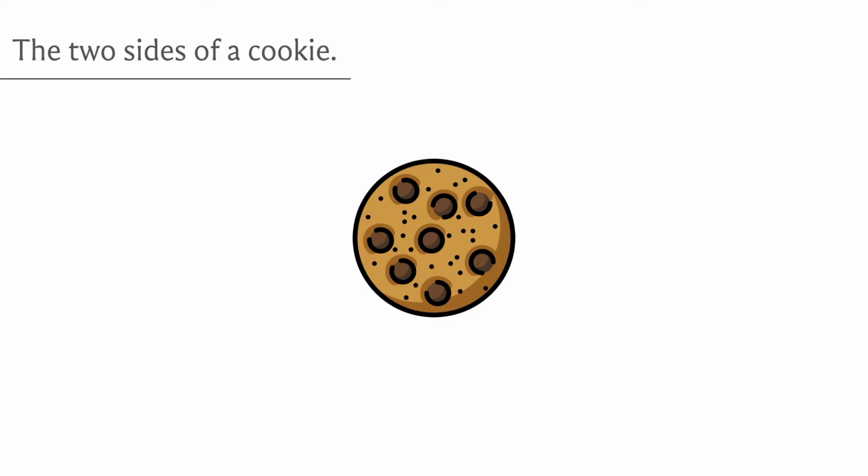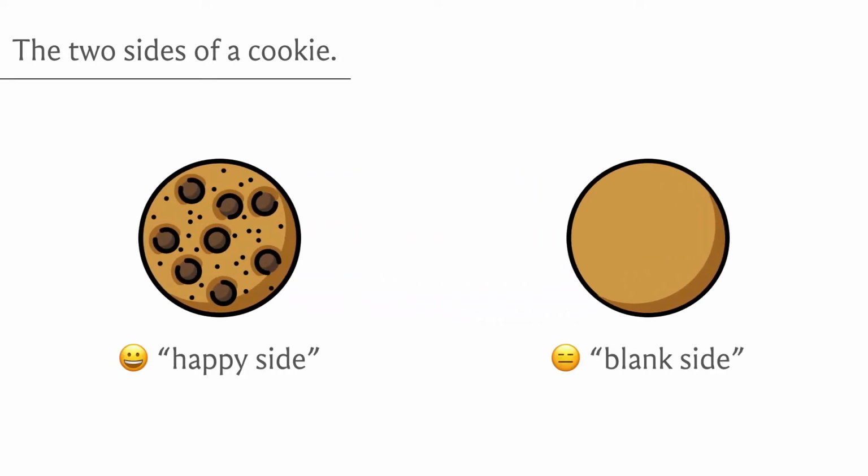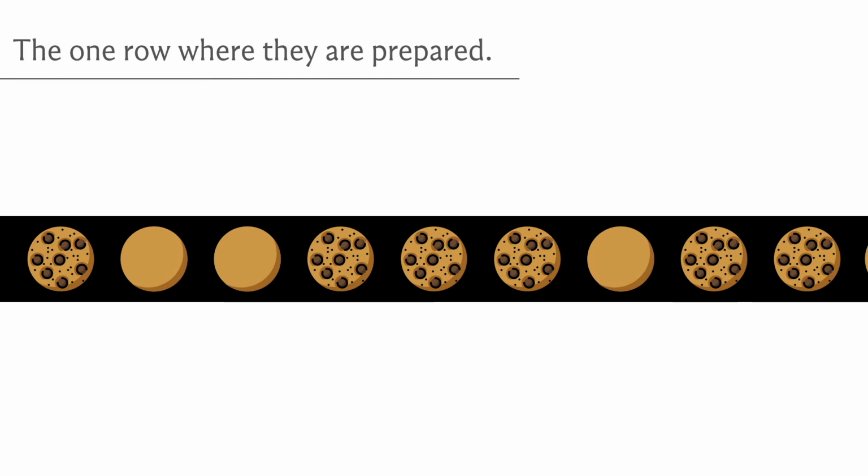So the top is going to look like this throughout the slides, and the bottom is going to look like that. According to the terminology in the problem statement, these are called the happy and the blank sides respectively. So the top side has the chocolate chips, and it's the happy face, and the back has nothing, and it's the blank side.